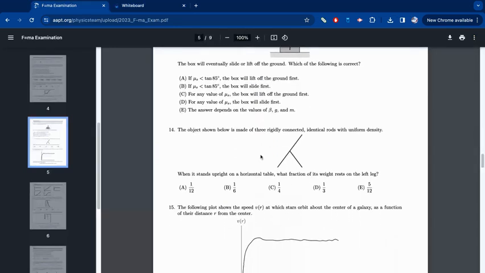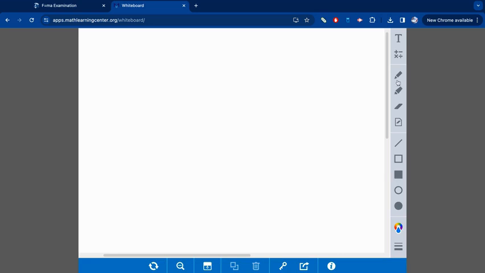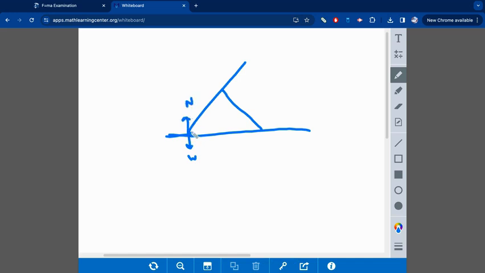Okay, moving on to problem number 14. So we have an object, and we want to find the fraction of its weight that rests on the left leg. For problems like these, where it's asking for the fraction of weight that's resting on something, what we can notice is that if there's a weight force, say W, acting here, that's going to be equal to the normal force exerted by the table. So we can use that fact.